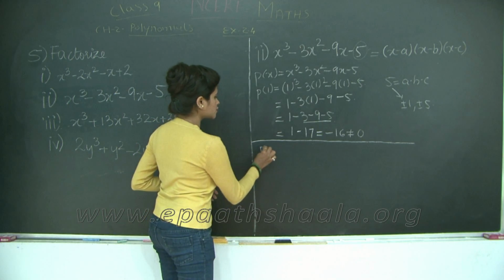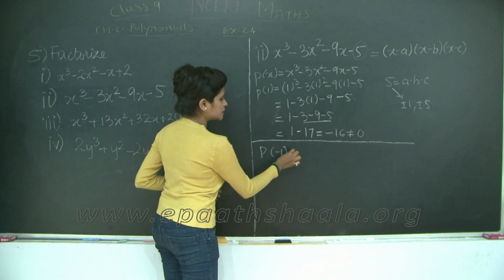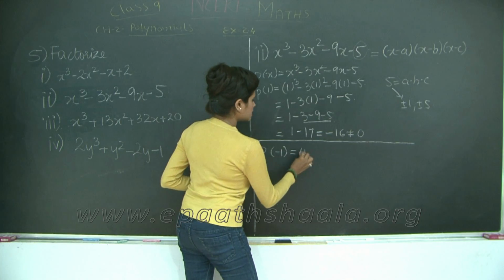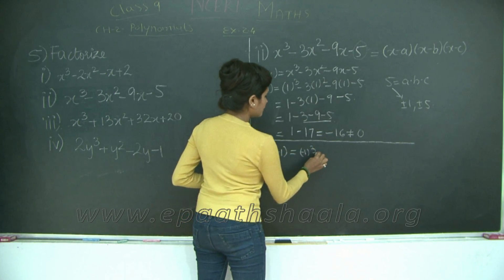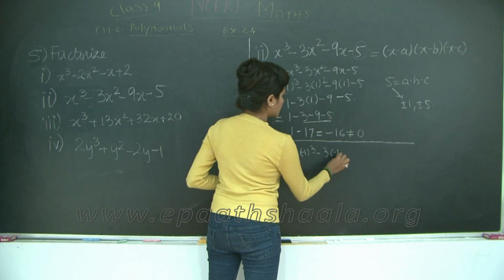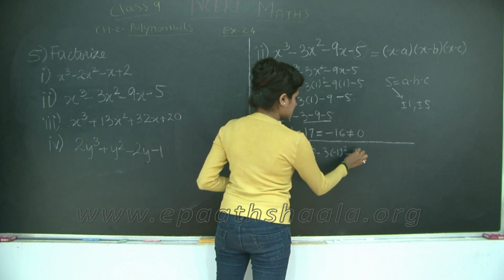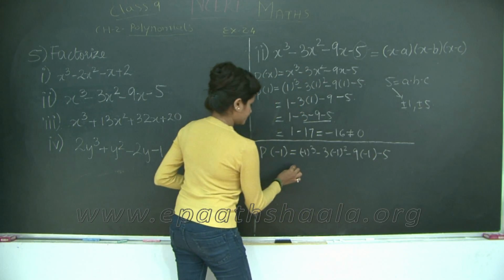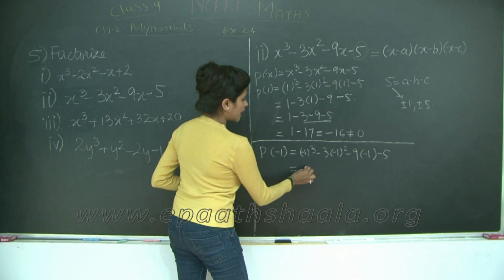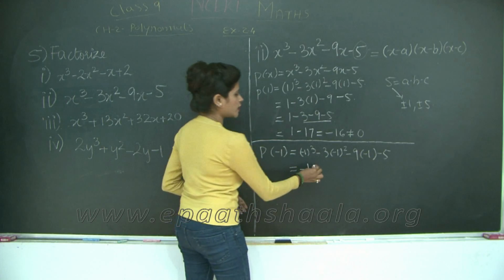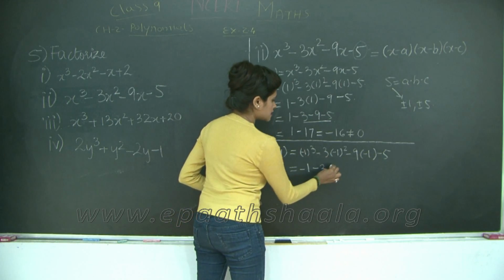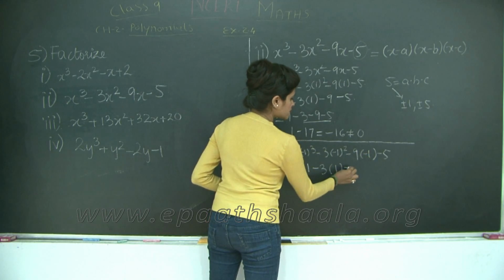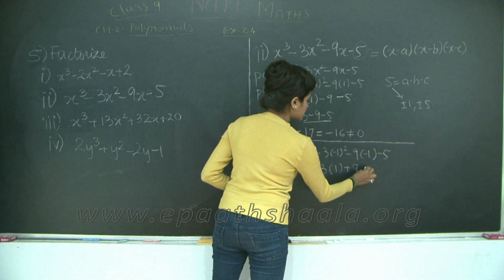Let's take into consideration p of minus 1. Substituting x equal to minus 1 in this polynomial, what do we get? Minus 1 the whole cube minus 3 into minus 1 the whole square minus 9 into minus 1 minus 5. So I get minus 1, because minus 1 cube is minus 1, minus 3 stays as it is, minus 1 square is 1, minus into minus gives me plus 9, minus 5.